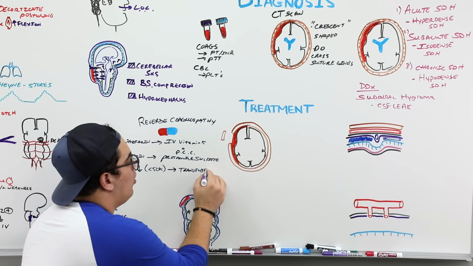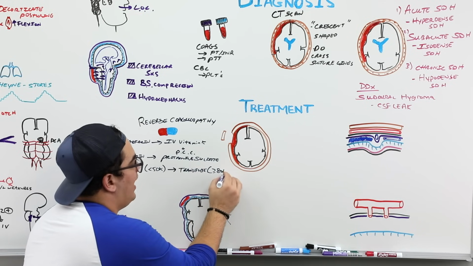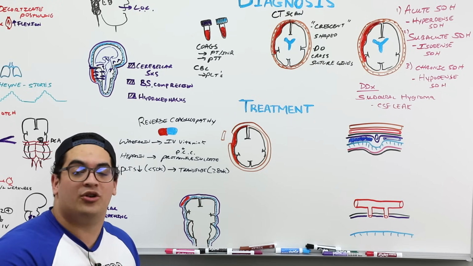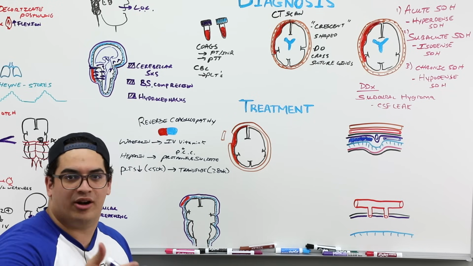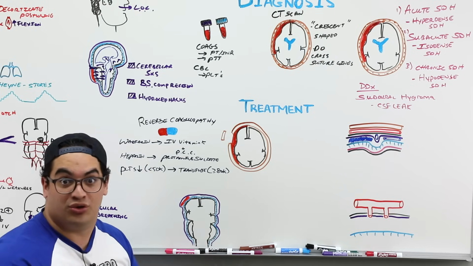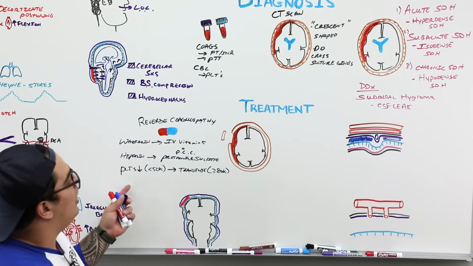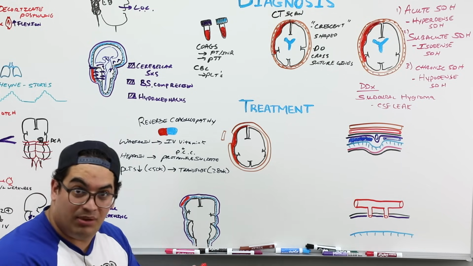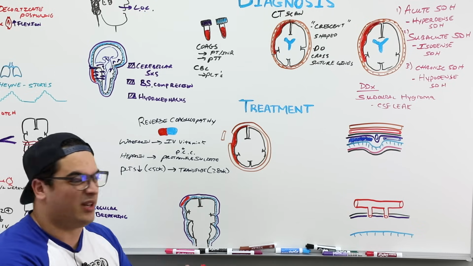And generally the goal is to get them to greater than or equal to 80K. Some literature says greater than or equal to 100,000. It really is kind of provider preference and practitioner dependence, as well as institutional dependence. But again, reversing the coagulopathy, I think, is the big thing. If they need platelets, give them platelets. If they're taking an anticoagulant, reverse it.